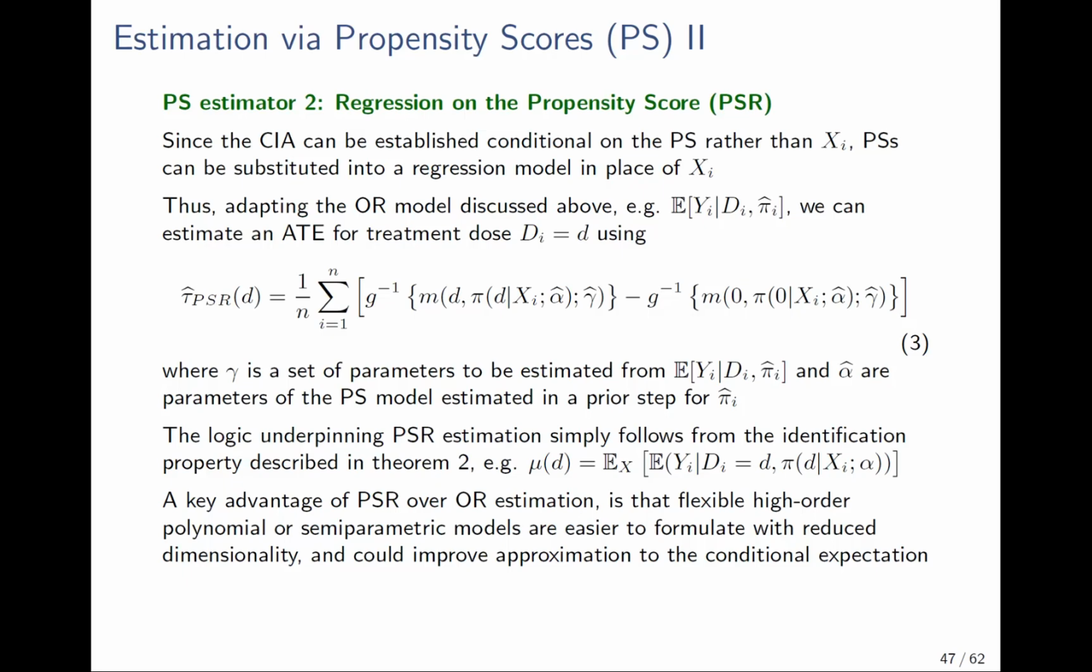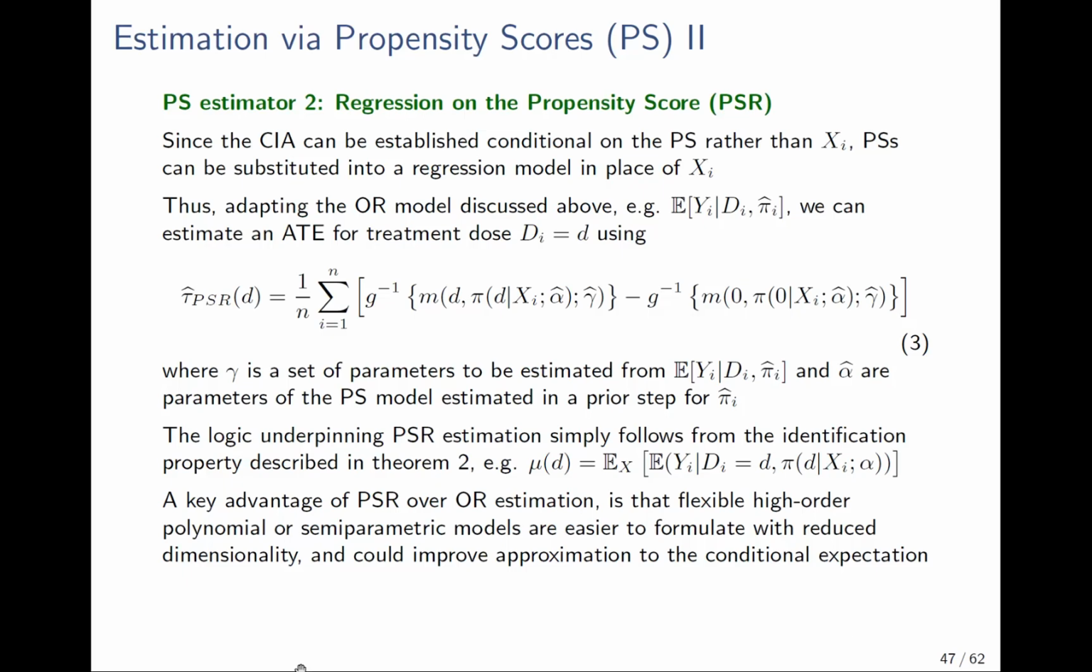First, regression on the propensity score, or PSR. Since the CIA can be established conditional on the propensity score rather than on the vector X, then we can simply substitute propensity scores straight into a regression model that we used in the previous section on outcome regression. We can just replace X by the propensity score, and that will do the same job, because the CIA holds conditional on X. So we don't even need to do any more theory. We know that that must be the case.